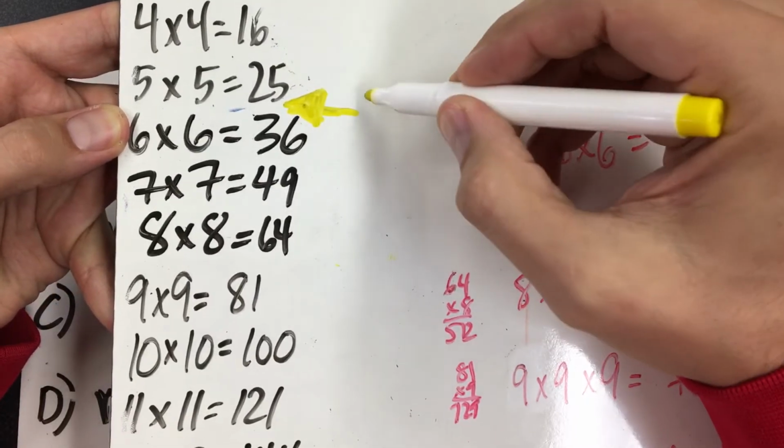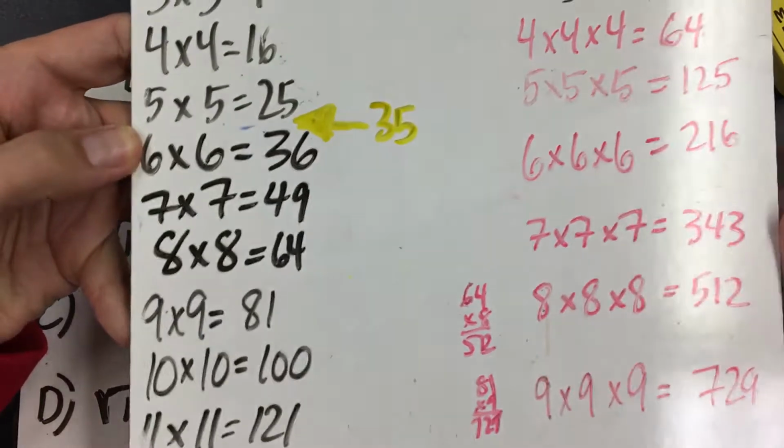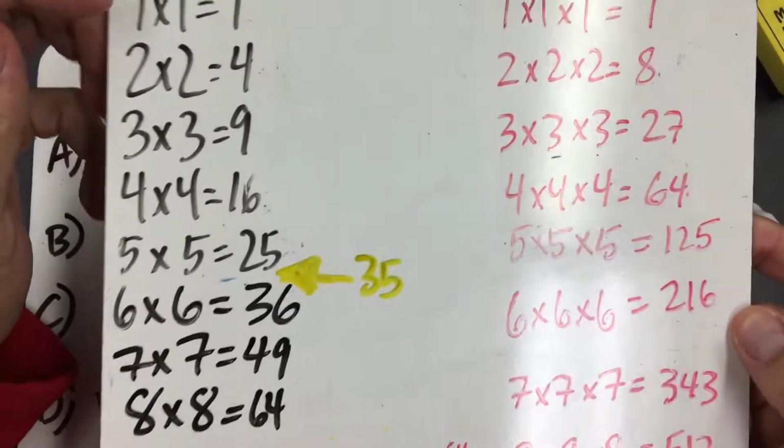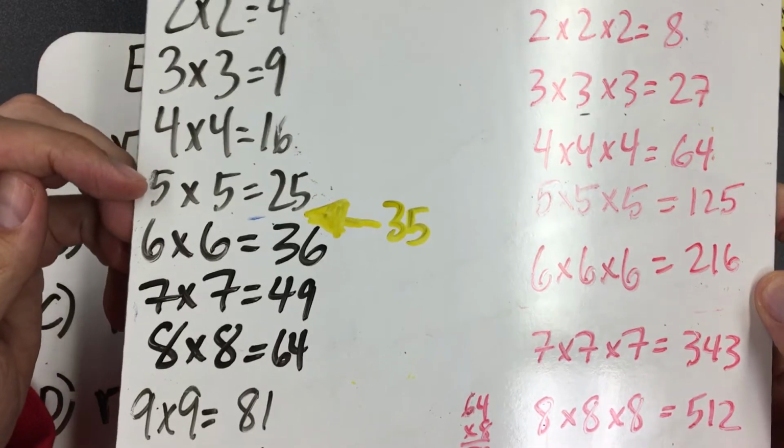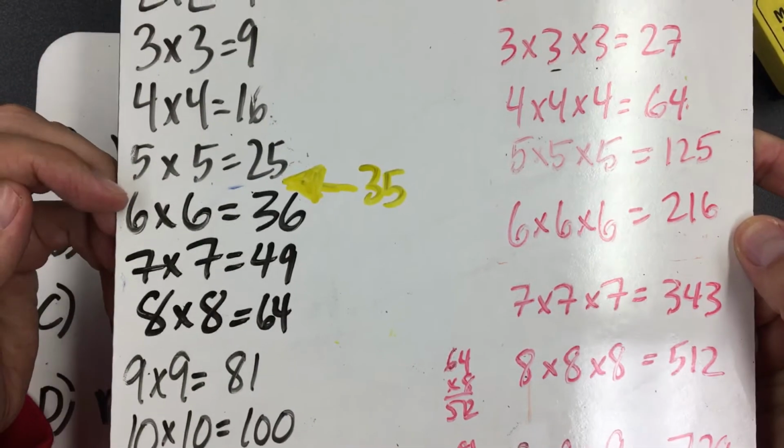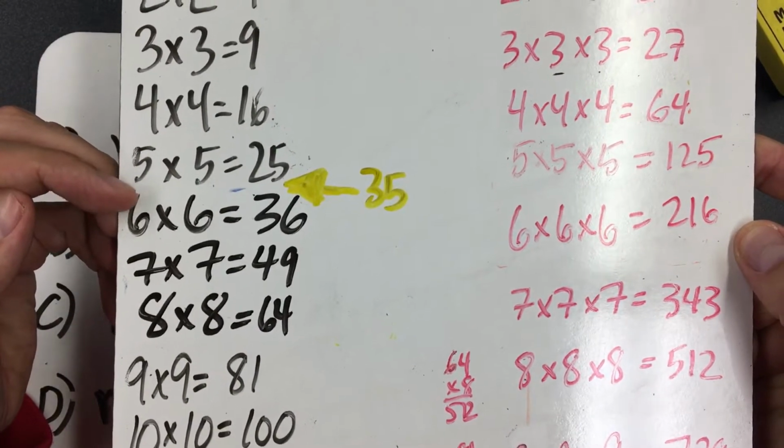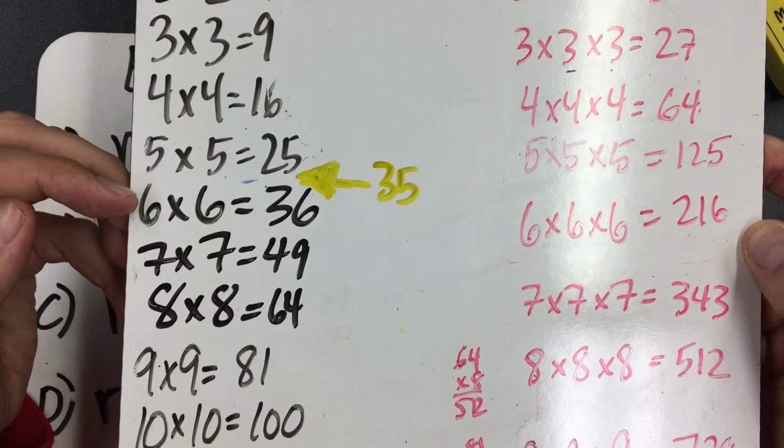It's bigger than 25, but it's less than 36. You see how I did that? Okay, 35, this is too big, too big, too big. 35 is right in here. It's in between 25 and 36. So I know my answer is going to be in between 5 and 6.